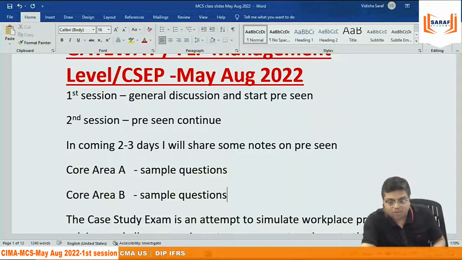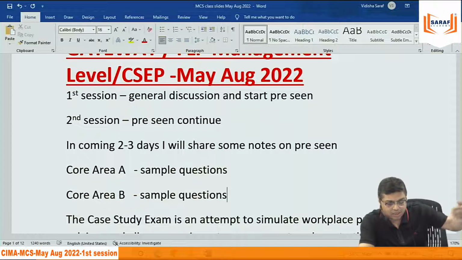I will be asking all of you, suppose I share the core area A and B questions on coming Thursday. Today is 2nd, 3rd, 4th, 5th, 5th or 6th of April, I said.